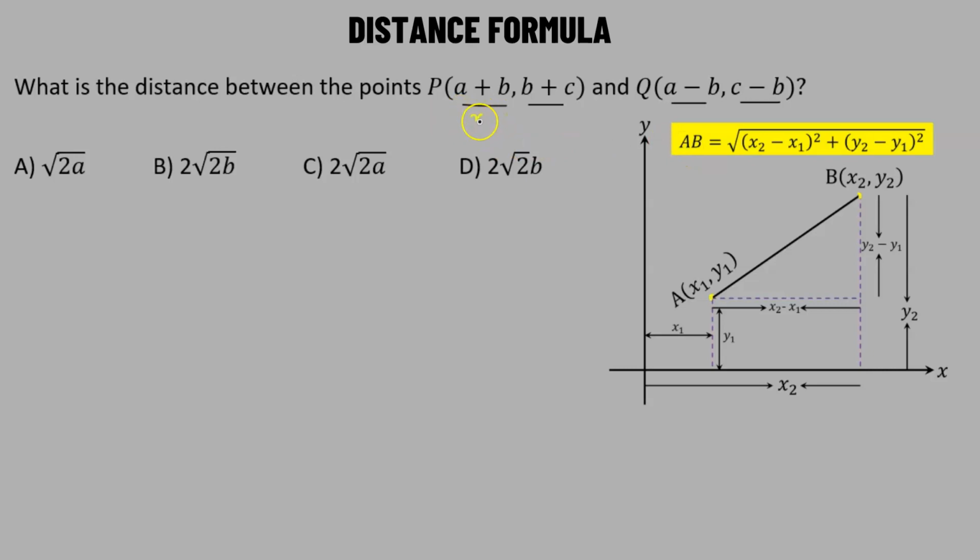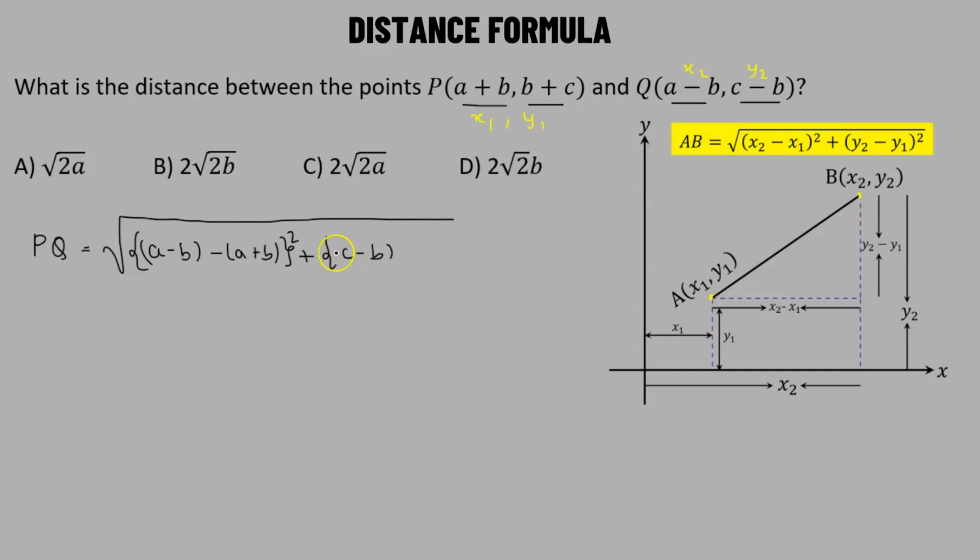Here we'll consider a plus b to be the coordinate x1, b plus c to be y1, and a minus b to be x2, and c minus b to be y2. When we apply the distance formula, PQ will simply equal the square root of, underneath the square root, x2 minus x1. So here x2 is a minus b, from which we subtract x1, which is a plus b, and then we square this result. Similarly, we add the difference of the y coordinates squared. That means the y2 value, which is c minus b, from which we subtract b plus c, that's y1, and then we square this value.